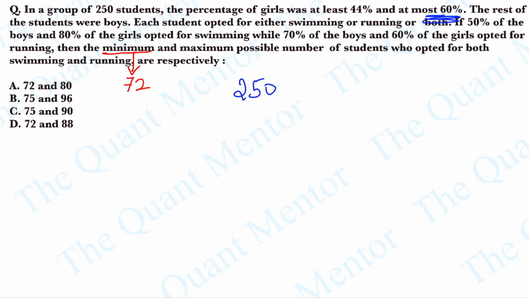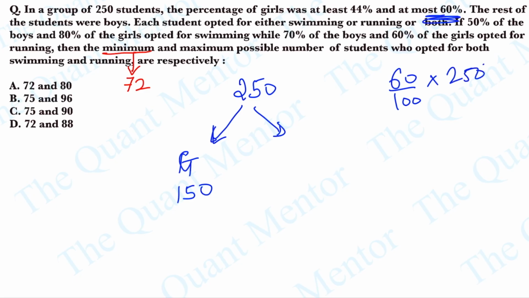Maximum 60% are girls. So 60% of 250 is 25% of 600. That is 150. Once again, A percent of B is B percent of A. So there are 150 girls in this class, or you can directly calculate 60 upon 100 times 250 would also be great. Cancelling out two zeros, 25 6 are 150. The rest are boys as per the question. So 250 minus 150 is 100.